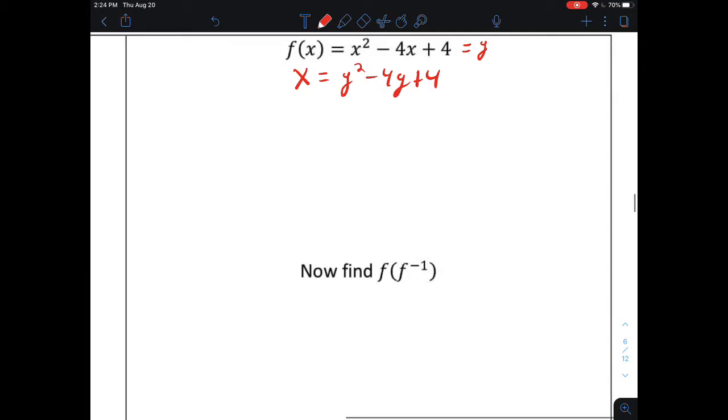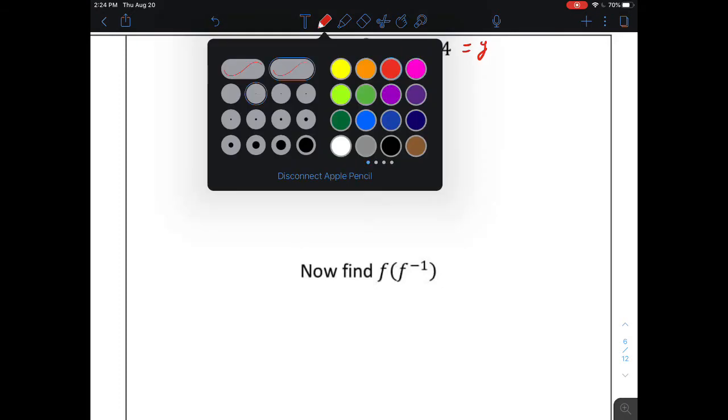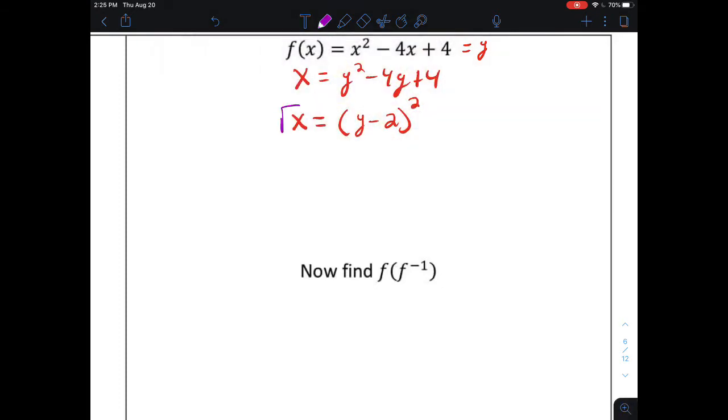What I can do is notice that the right hand side looks like a perfect square. I can factor that and rewrite that as y minus 2 to the second power. Now this becomes much easier to rewrite as y equals. All I would have to do is take the square root of both sides from here, which gives me the square root of x equals. Remember that the square root of something squared creates the absolute value. So the absolute value of y minus 2 here.